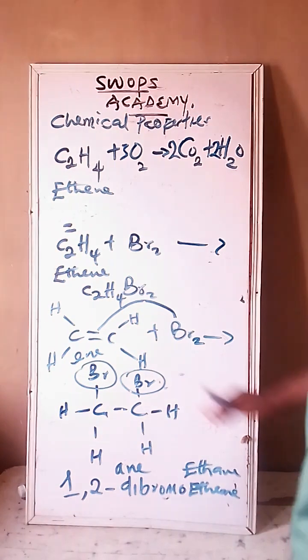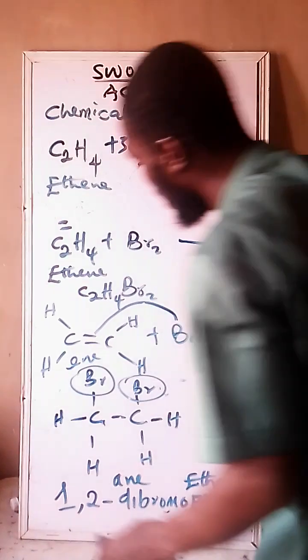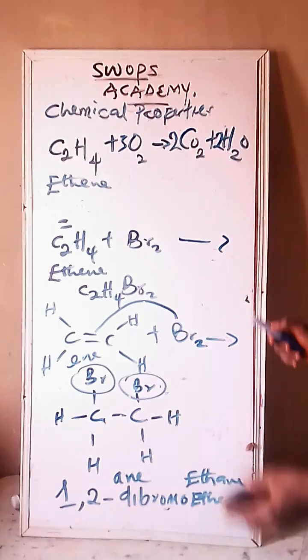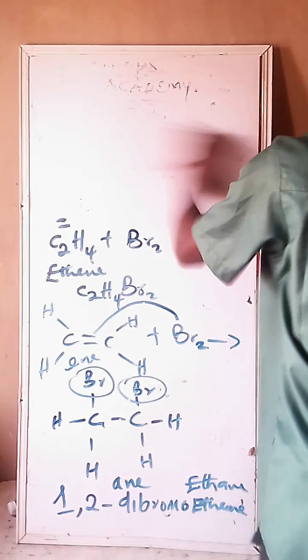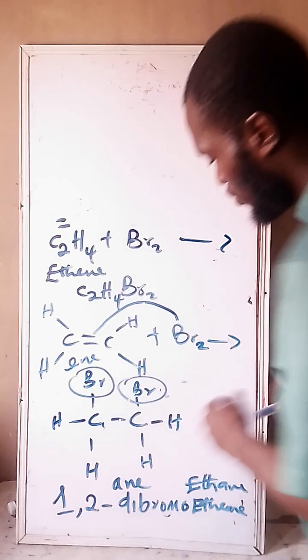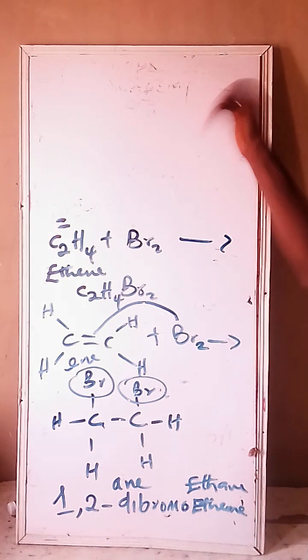So we call this type of reaction what? An addition reaction. Hope you are with me. So that is that under that. Now do that of chlorine. Do that of iodine. Do that of bromine. Do that of iodine, and do that of fluorine.